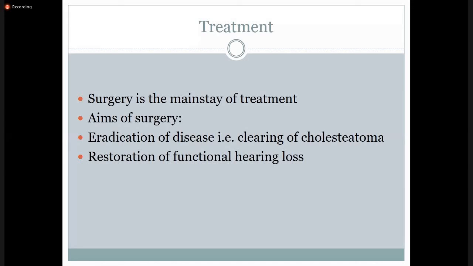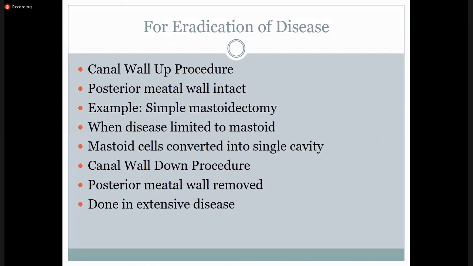Surgery is the mainstay of treatment in chronic suppurative otitis media. The aim of surgery is to eradicate or remove the disease, clearing the cholesteatoma, that is the main pathological entity. We will be dealing in detail in fourth year, and restoration of functional hearing loss. These are the different types of surgery. I'm not going into detail.